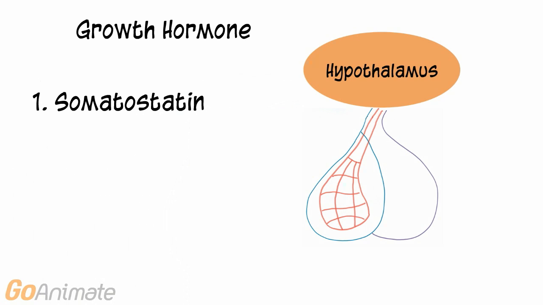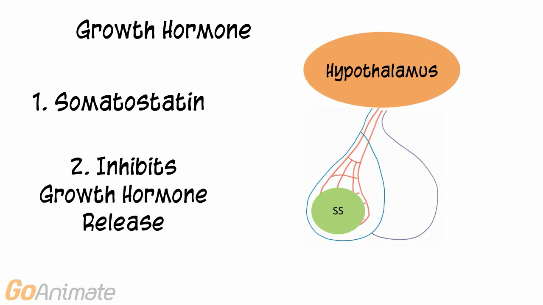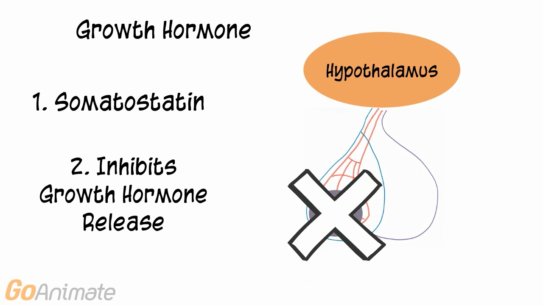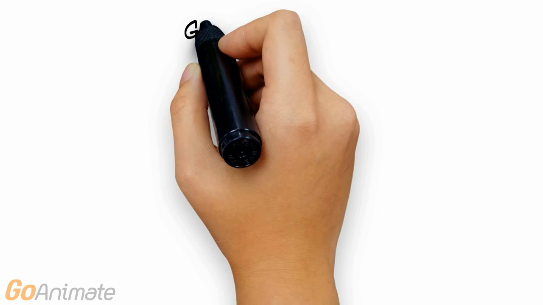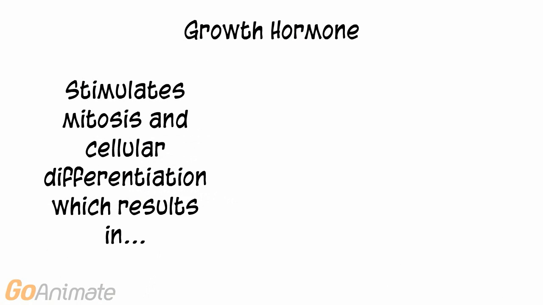Another hypothalamic releasing hormone, somatostatin, has the opposite effect. Somatostatin inhibits the secretion of growth hormone by the anterior pituitary. Both growth hormone releasing hormone and somatostatin work to regulate the release of growth hormone.